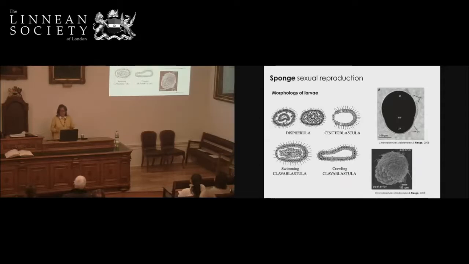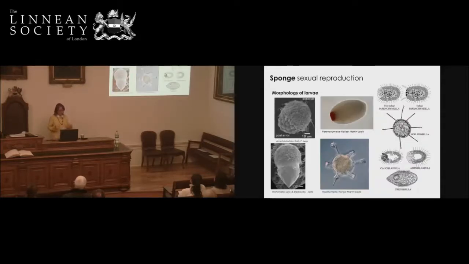They have dispherula, sinctoblastulas, clavablastulas. They all look very different to each other, or at least they do for me. And they have this beautiful hoplitomella that you have in here, that it's the only larva that can disperse for longer periods of time, because usually sponge larvae can be in the water for a maximum of 2 weeks. Well, this can be in the water for more than 1 month. And that, for a sponge, is too much.